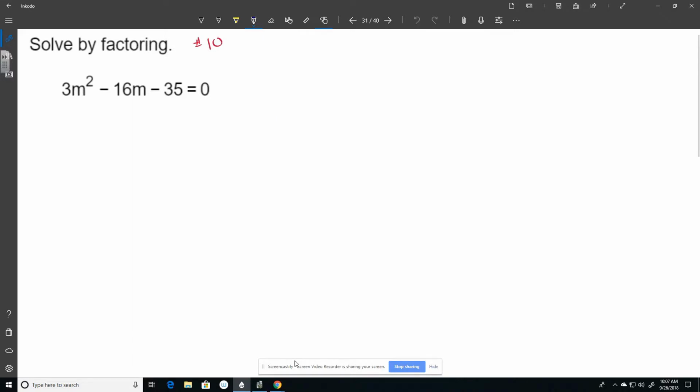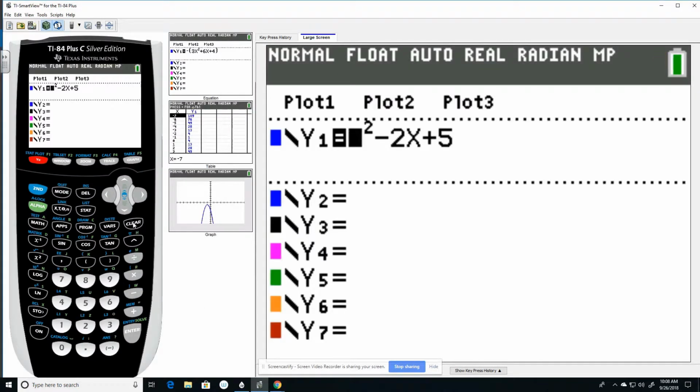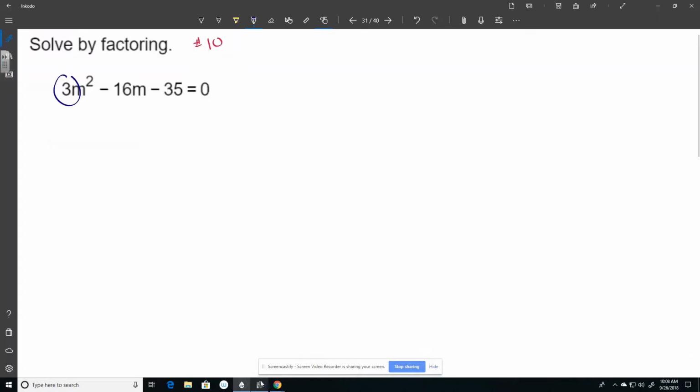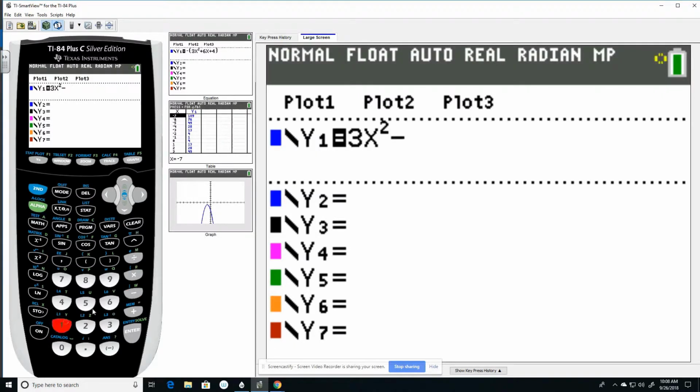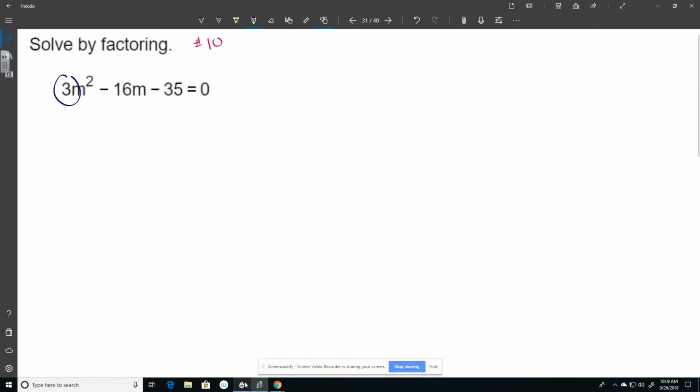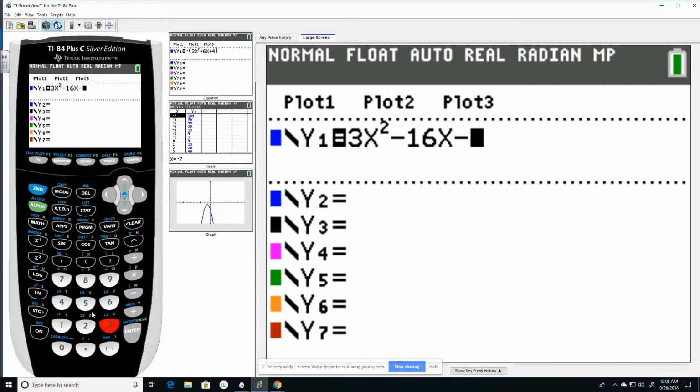Okay, number 10, again, solve by factoring. I imagine a number of you are not going to want to do this one by factoring because of that 3. That scares some of you away. So one option is to put it in the calculator and see if your x-intercepts are nice. So we've got 3m squared. I'm going to change that to be, I can't do m, but I can do 3x squared, minus 16x, and then minus 35.